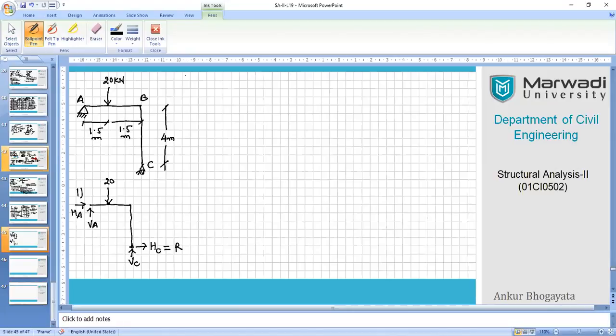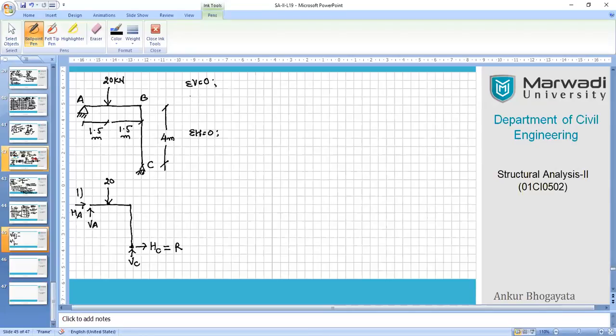So now you can start applying your reaction thumb rules, like sigma V equals 0, sigma H equals 0. So this part at least can be completed by you people. Just work upon it. Take moments of all the forces about any of the supports and give me the answer for VA, VC, and HA and HC.